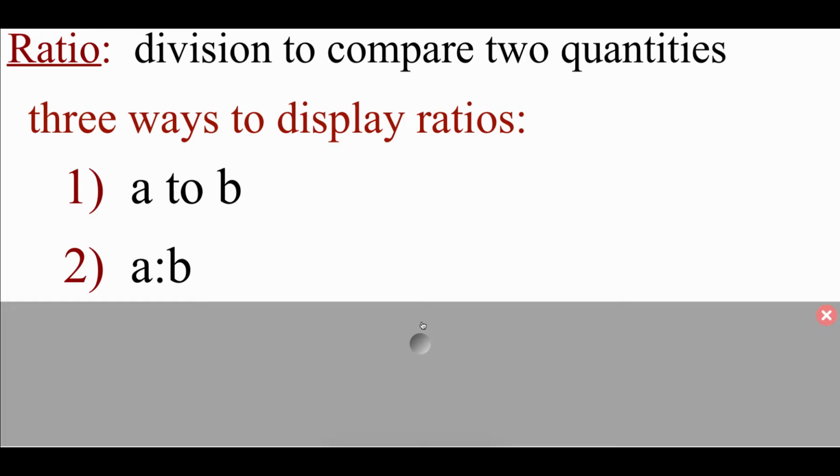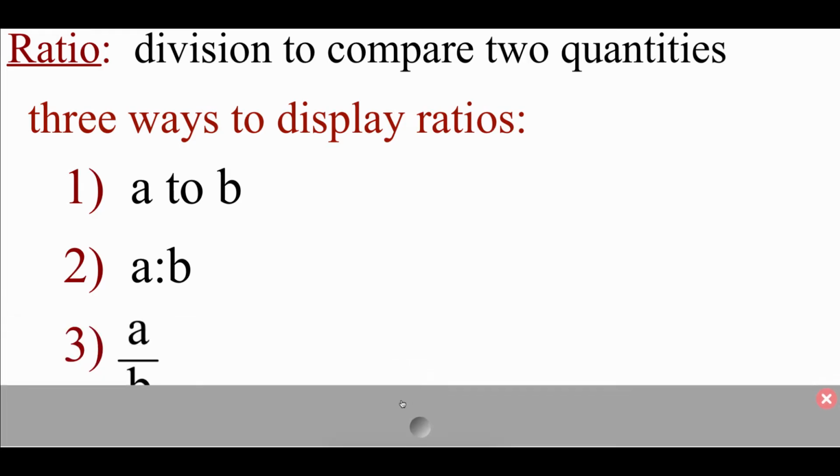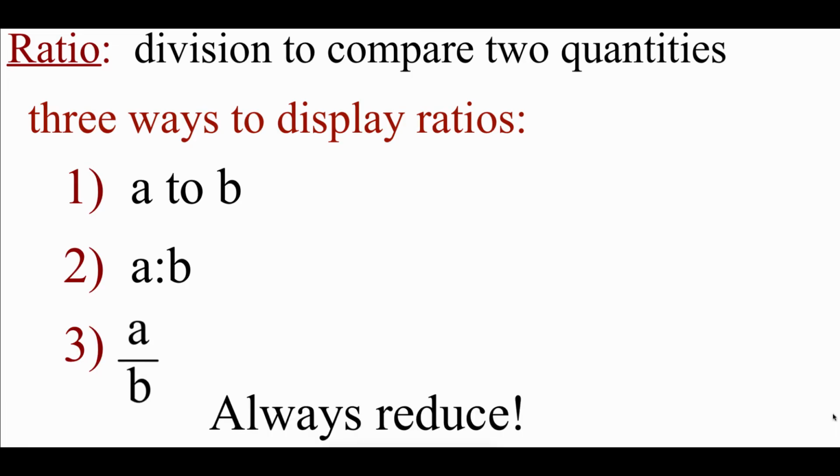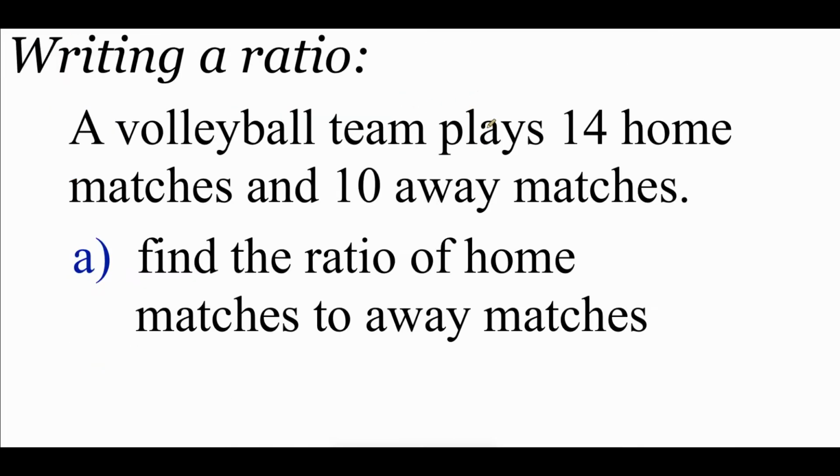The last way that we can display a ratio is as a fraction. So we could have A over B, comparing A to B, just like we've been doing. But regardless of which way we write out our ratios, we always have to reduce them down as much as possible. So we're going to look at writing out a ratio.